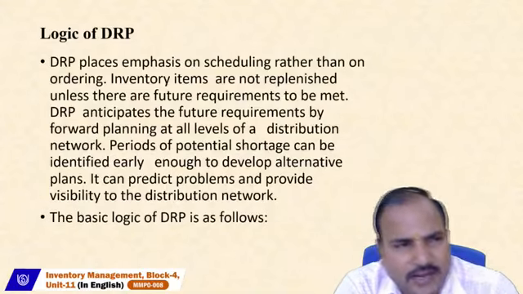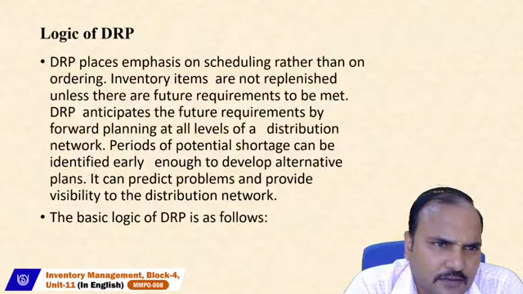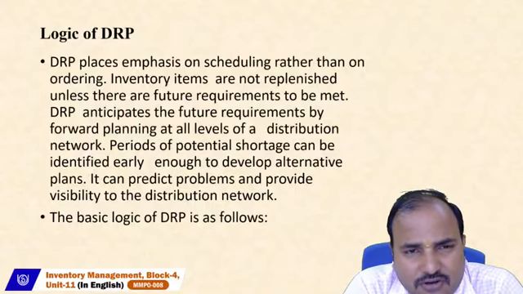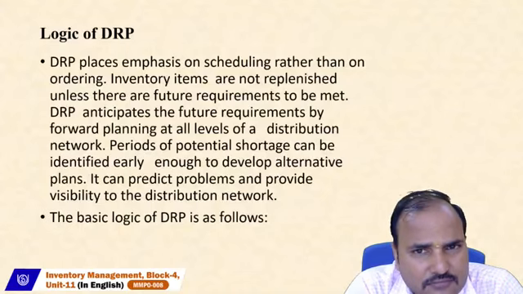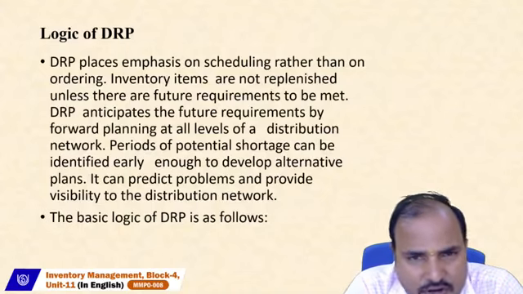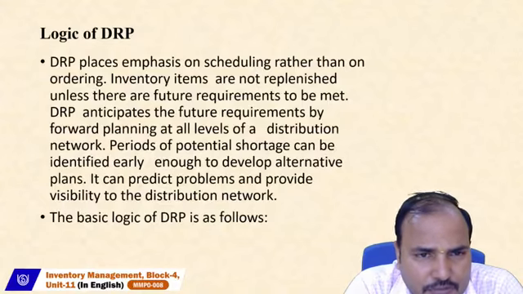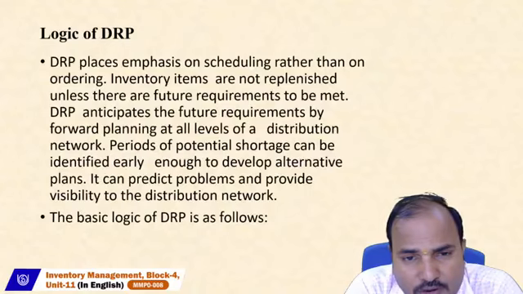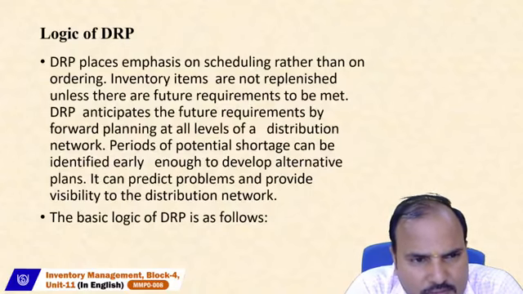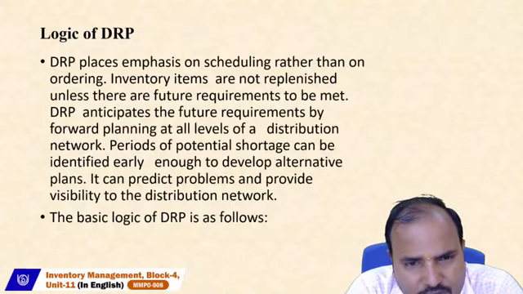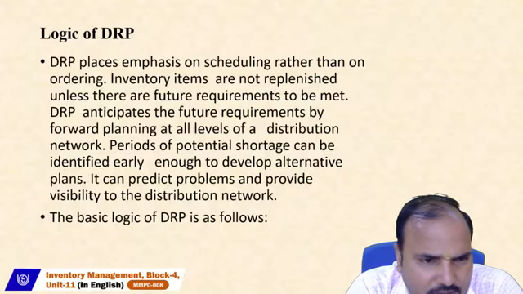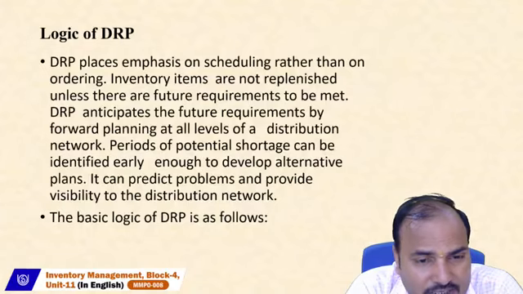Now, let us know what the logic of DRP is. DRP places emphasis on scheduling rather than ordering. Inventory items are not replenished unless there are future requirements to be met. DRP anticipates the future requirements by forward planning at all levels of a distribution network. The periods of potential shortage can be identified early enough to develop alternative plans. It can predict the problems and provide visibility to the distribution network.